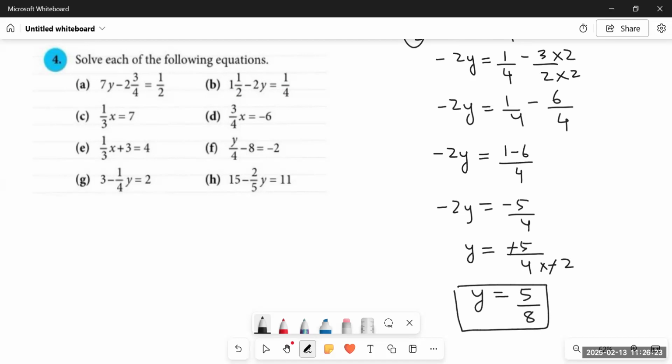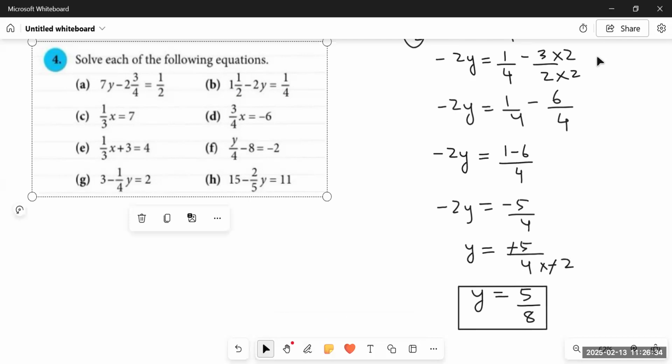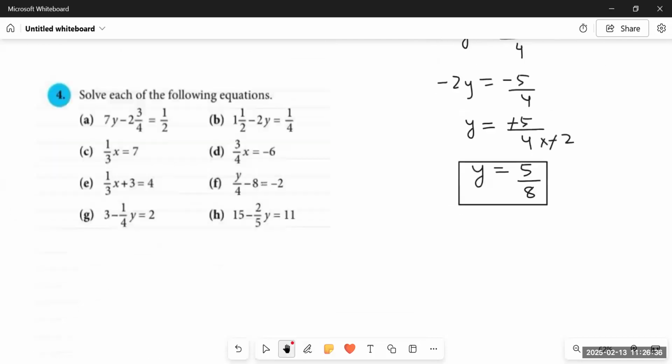Or you can cut the minus signs after multiplying. That is 5 upon minus 5 upon 4 multiplied by minus 2, which is equal to minus 8. So minus minus cut, and the answer would be 5 upon 8.